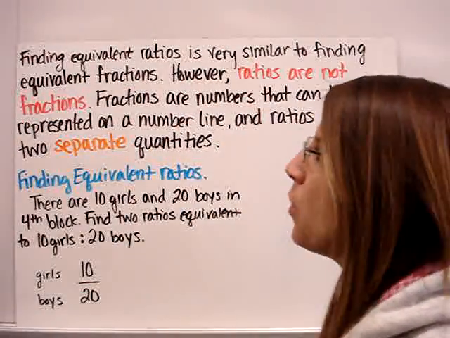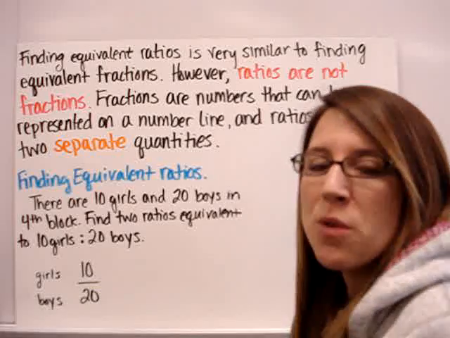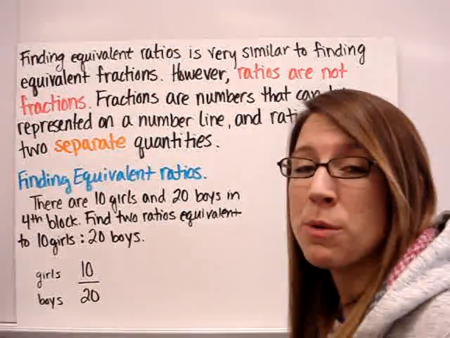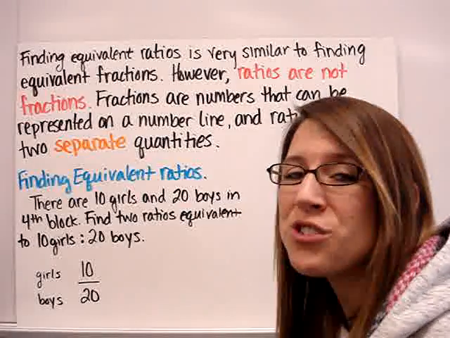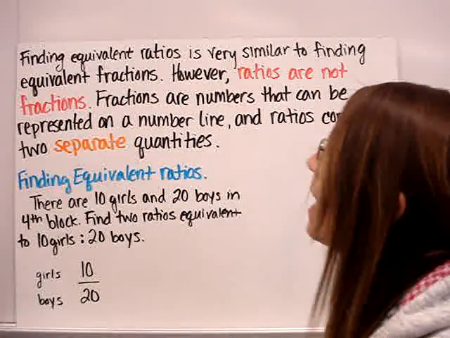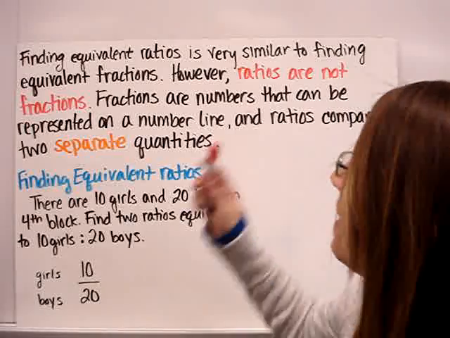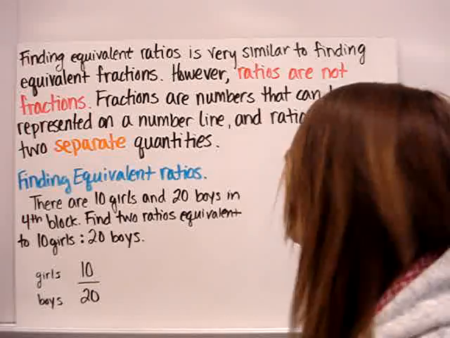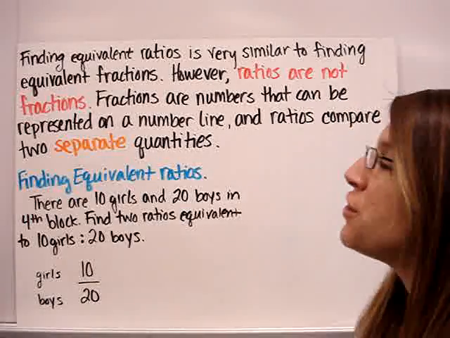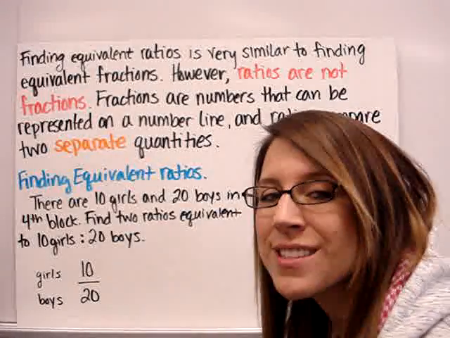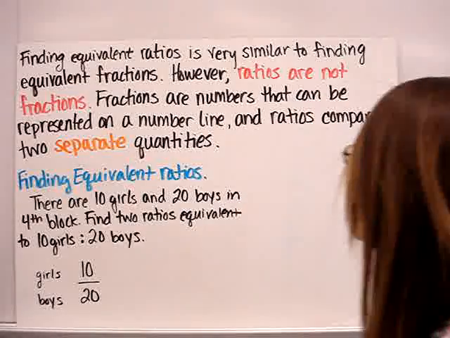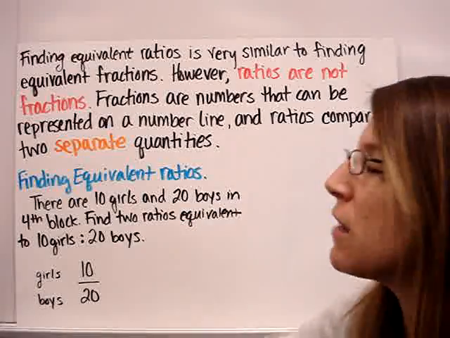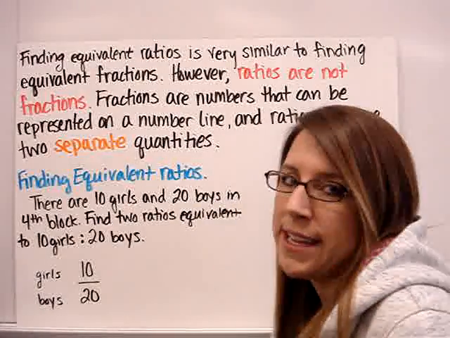And then lastly, I have an important point to make. We're going to be working a lot with equivalent ratios, and a lot with proportions, and a lot with ratios in all sorts of situations. And it's important for you to know that finding equivalent ratios is very similar to finding equivalent fractions. However, ratios are not fractions. They're not. Fractions are numbers that can be represented on a number line. And ratios compare 2 separate quantities.